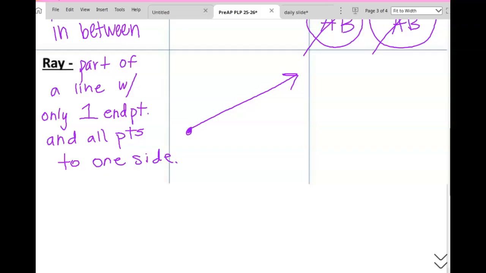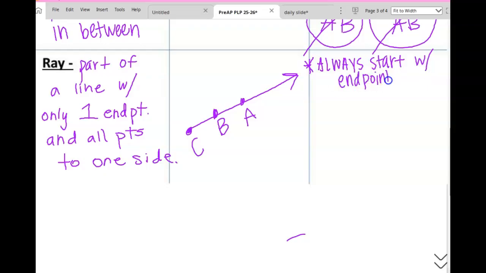Okay? Now to name the ray, this is the most tricky one, that's why I saved it to the end. So, pay attention. Look up here. The ray is the hardest one to name because we get confused. Our brain likes to trick us. First rule, you always start with the end point. Always start with end point. Okay? Write that down. Always start with the end point.